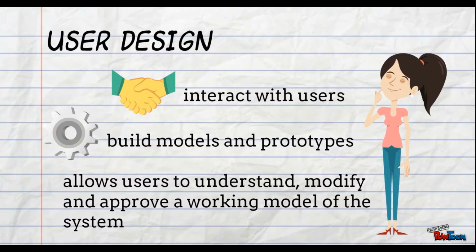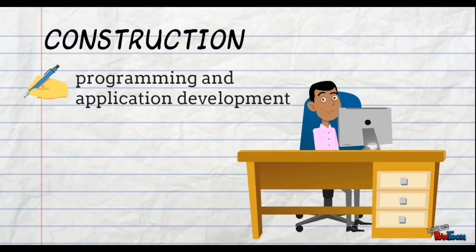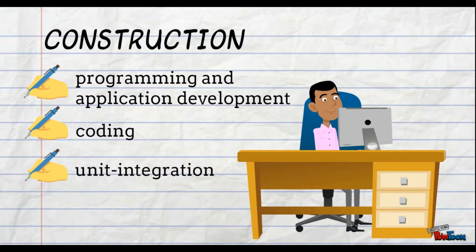In the construction phase, the design of the proposed system is completed, and application software to implement that design is developed and tested. The tasks involved in this stage are programming and application development, coding, unit integration, and system testing.